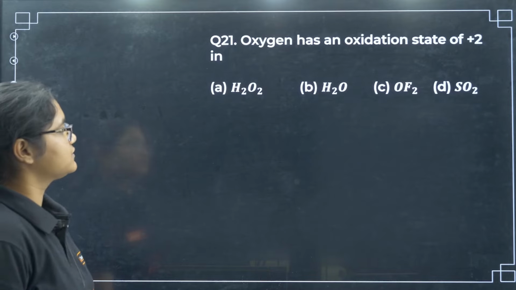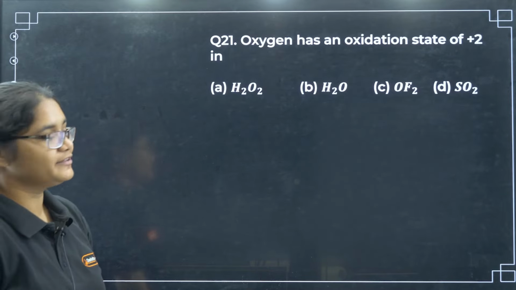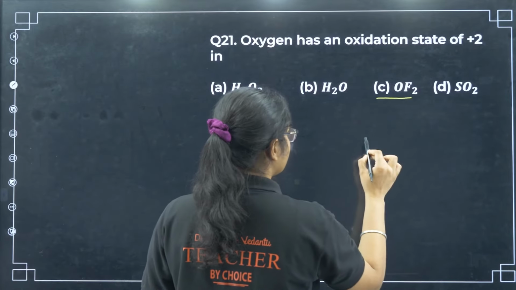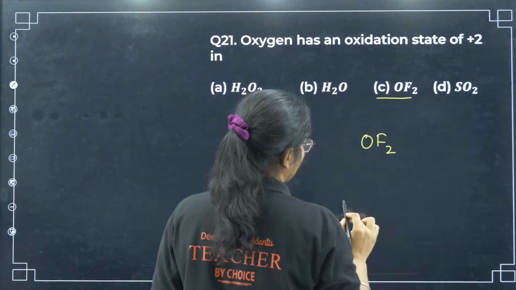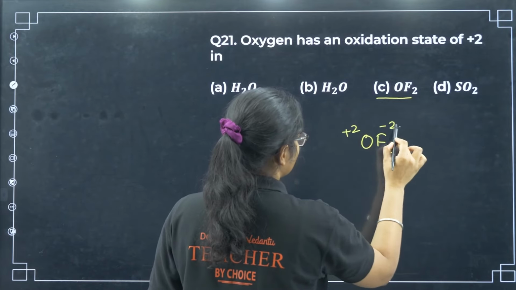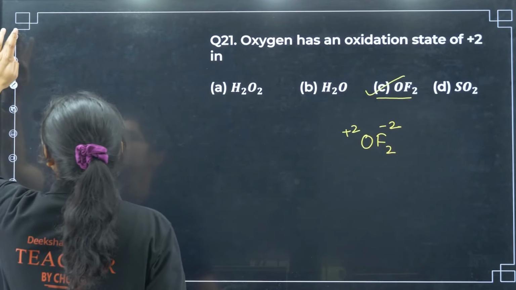Next, oxygen has an oxidation state of +2 in which of the following? So if you see OF2, okay, fluorine is more electronegative, here oxygen is +2, fluorine is -2, option number C.